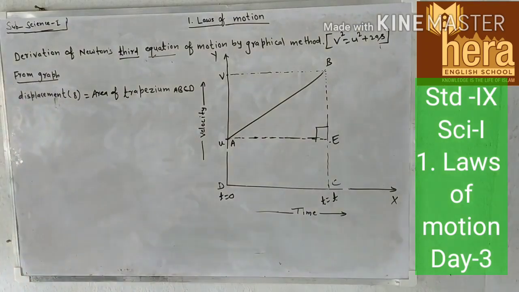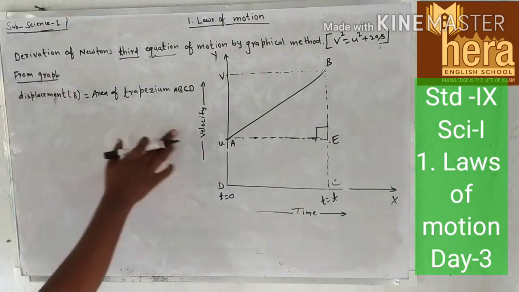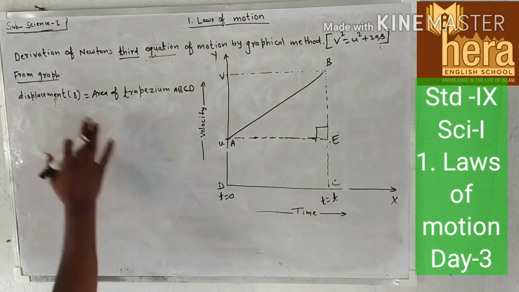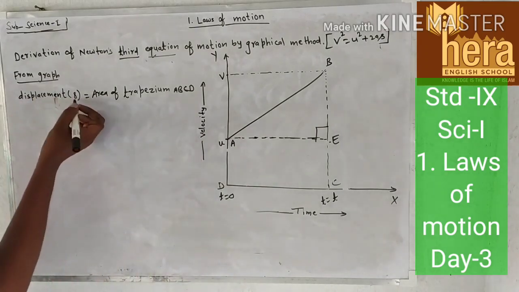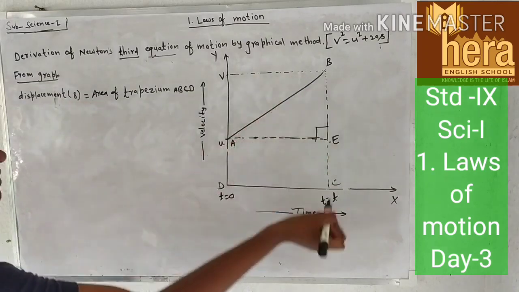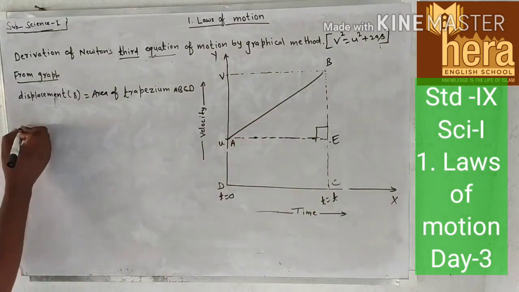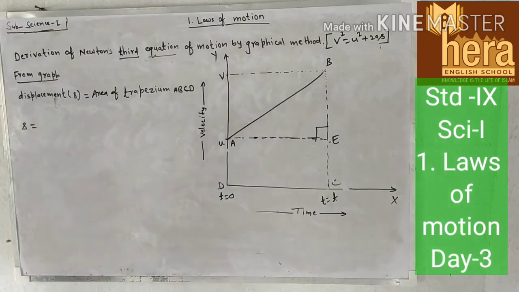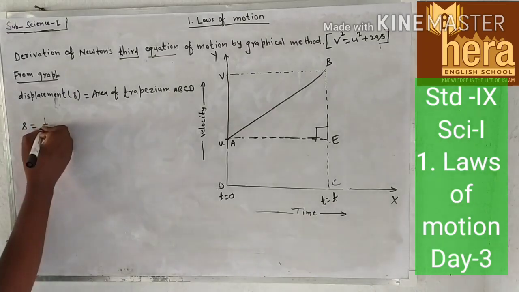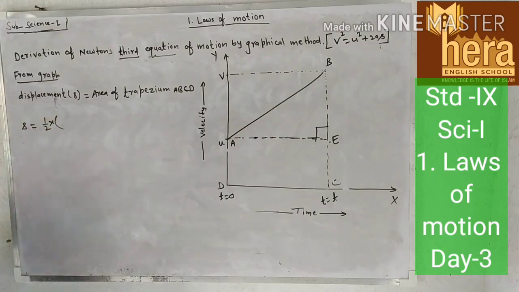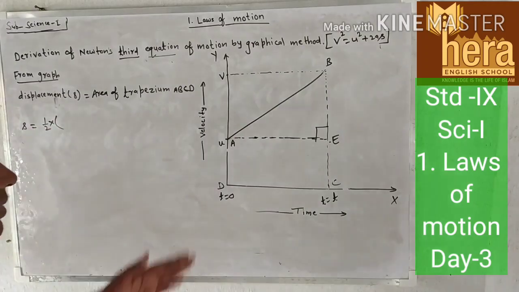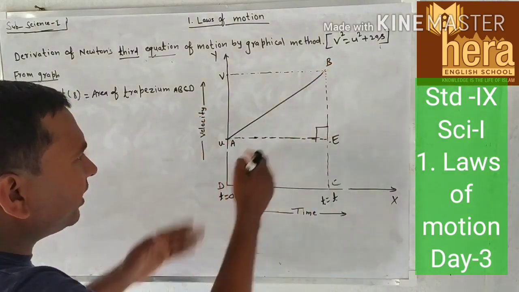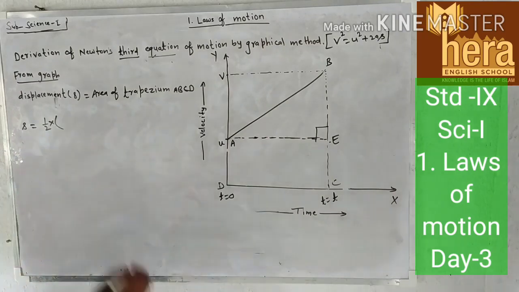Again, this is a velocity-time graph, so displacement or distance S is equal to the area of trapezium ABCD. S will be equal to 1 upon 2 into the sum of parallel sides. BC and AD are both parallel.